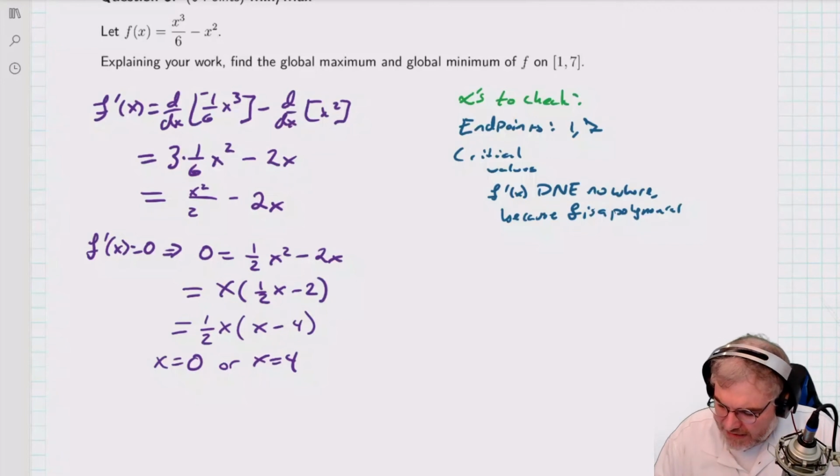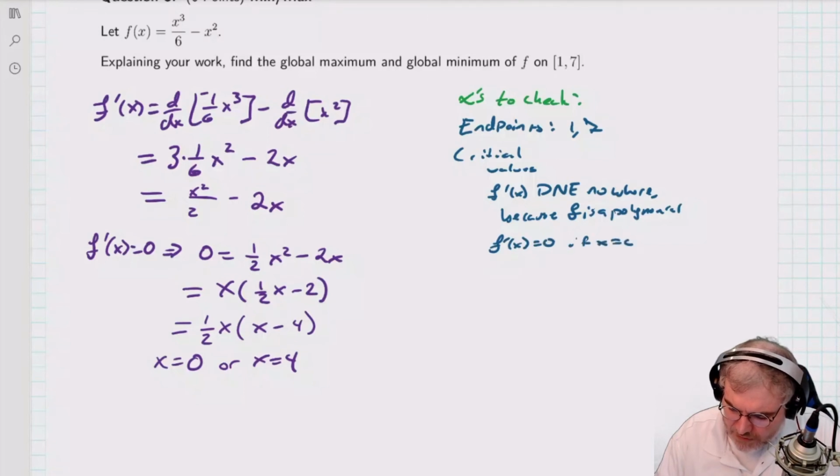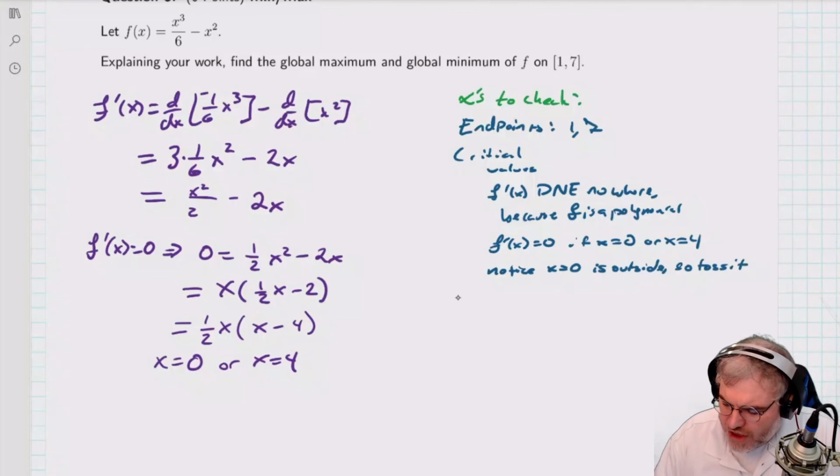Okay, so now I've got critical values, and I've got this place where f prime of x equals 0 if x equals 0 or x equals 4. And then notice that 0 is outside. So what I'm left with is check. My list of x values to check are 1, 4, and 7.